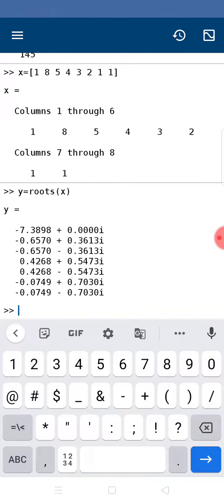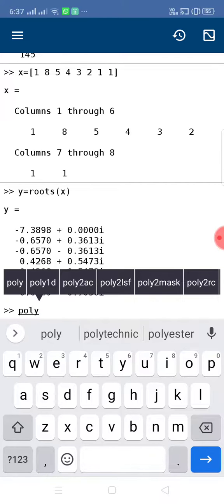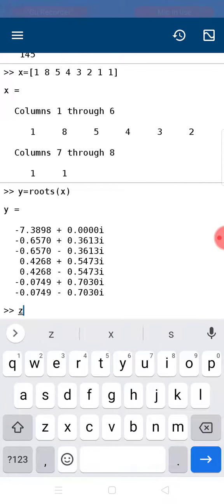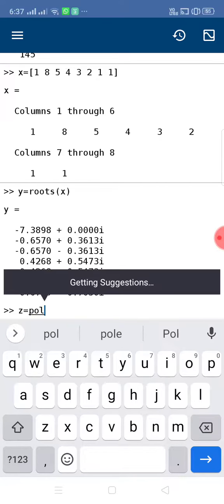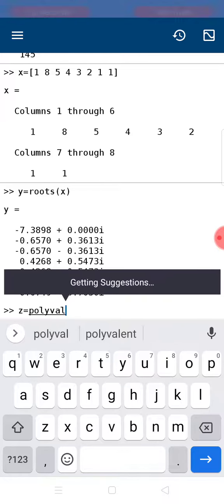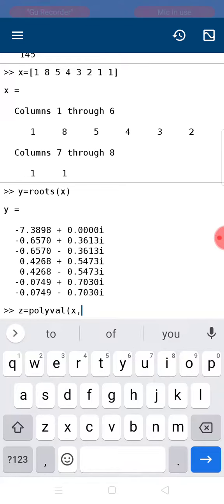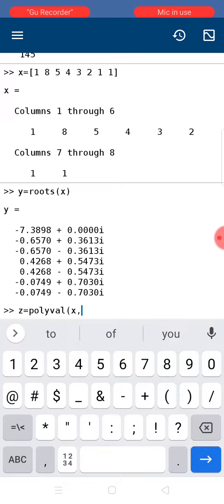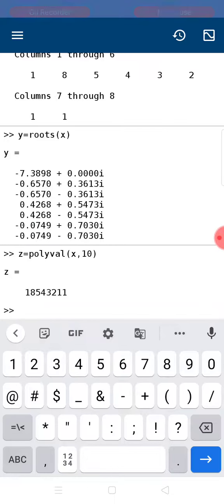Similarly, the poly value can also be calculated. Like I am writing here, let it be z equal to poly value at whatever value you want to calculate. Let it be at value of 10. Now this will calculate the value of this polynomial at x equal to 10.